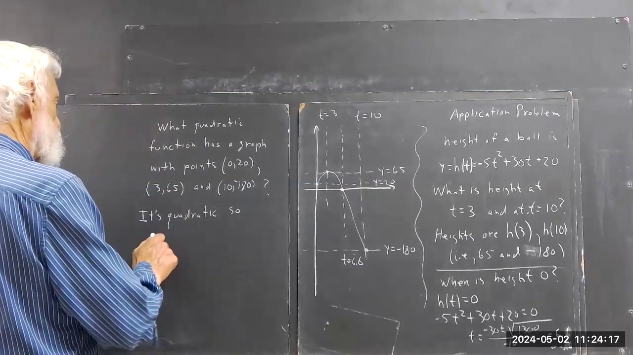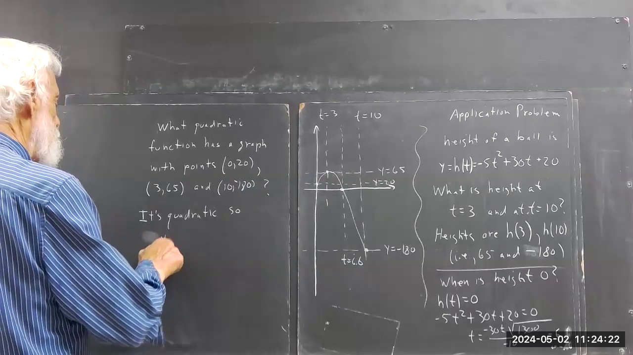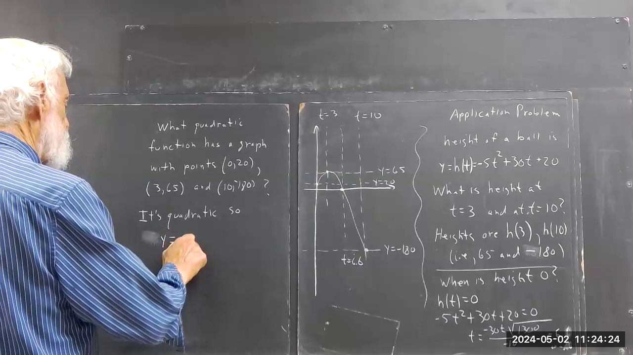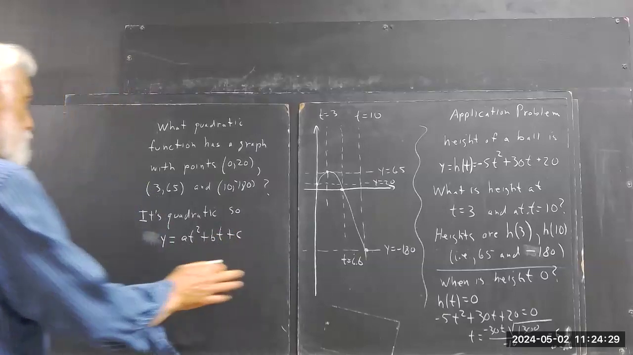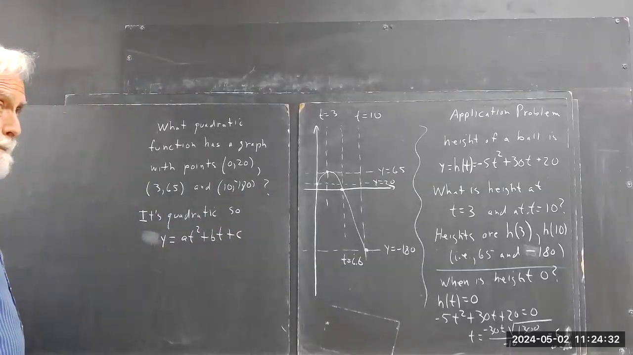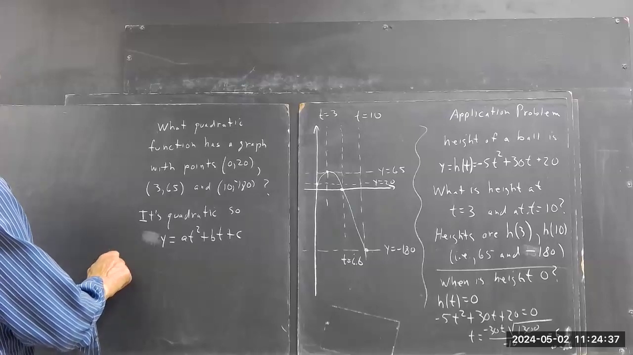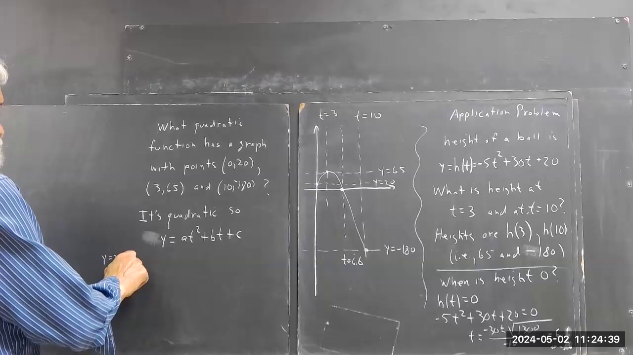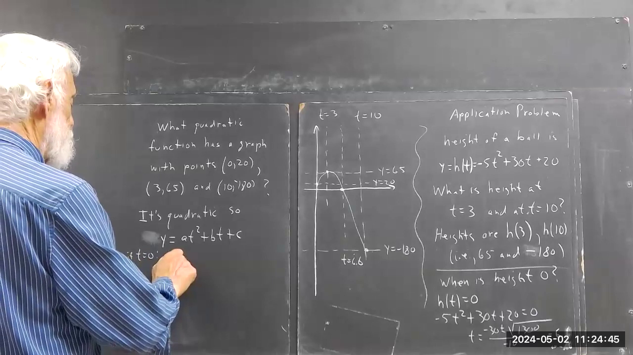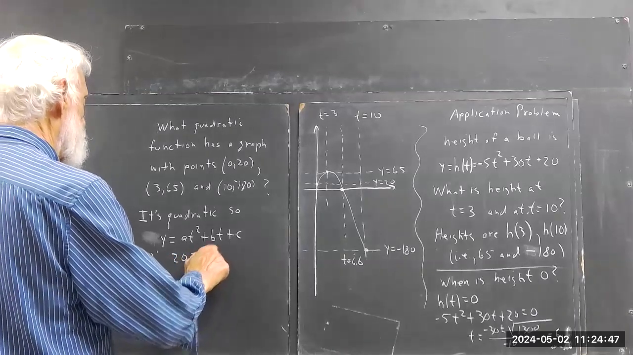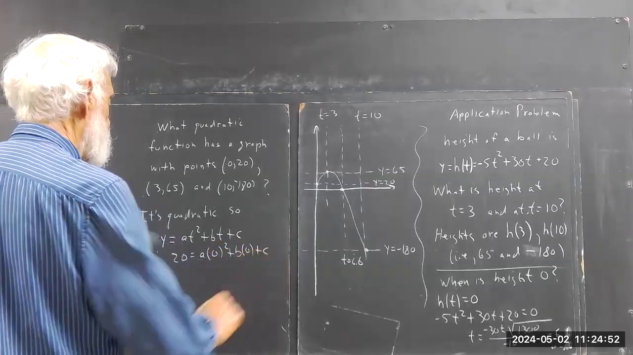Okay, so y equals a t squared plus b t plus c. Okay, now y equals 20 when t equals 0, so we get 20 equals a times 0 squared plus b times 0 plus c.